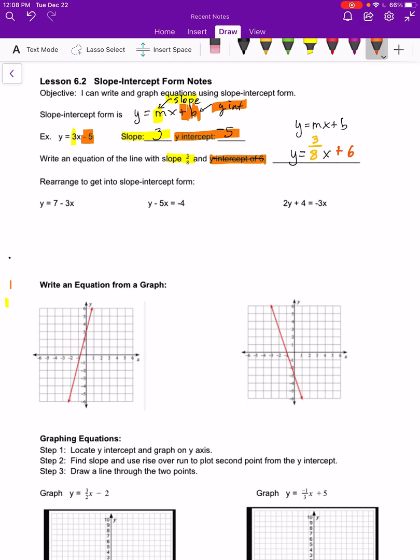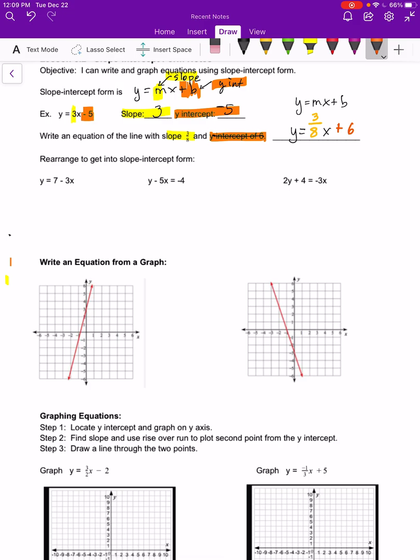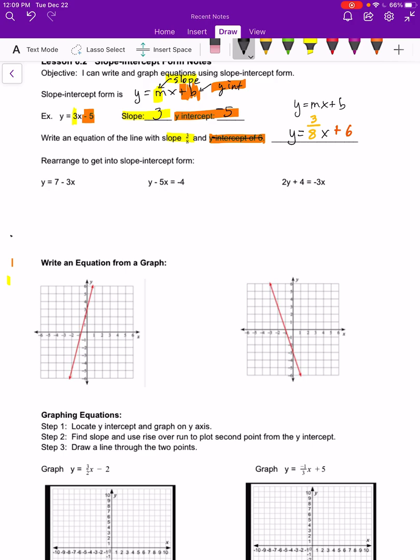All right, next. Sometimes the equations are not in slope-intercept form. So for us to use slope-intercept form, sometimes we have to rearrange them to get them into slope-intercept form. If you look at that first one, it says y equals, so that's good, but it says 7 minus 3x. Technically, this is not in correct slope-intercept form. You would have to flip-flop those. So this would be y equals negative, make sure you attach that negative sign, 3x plus 7.